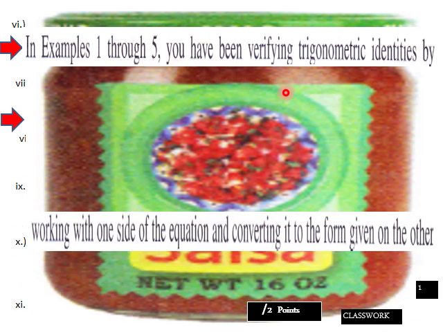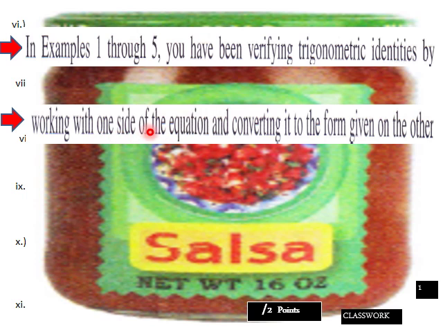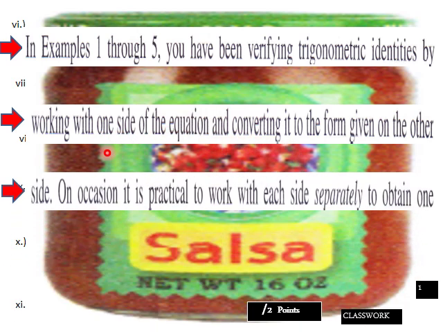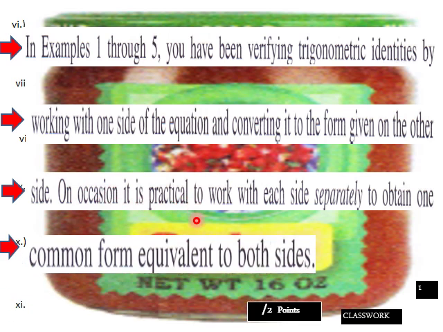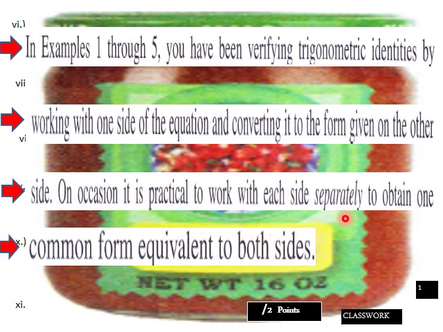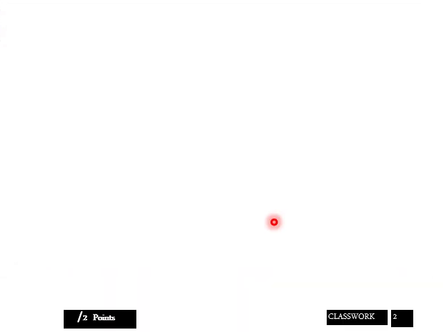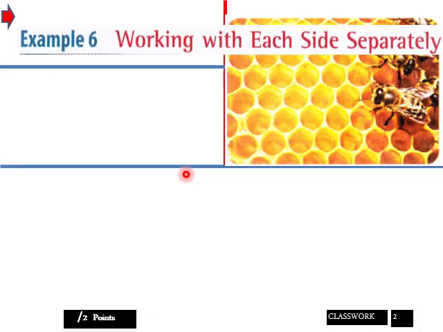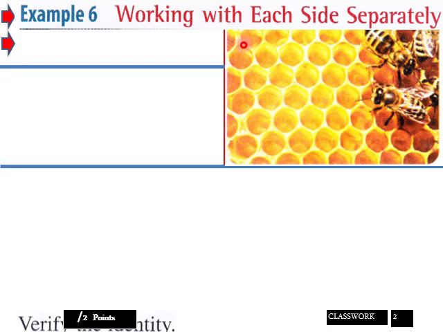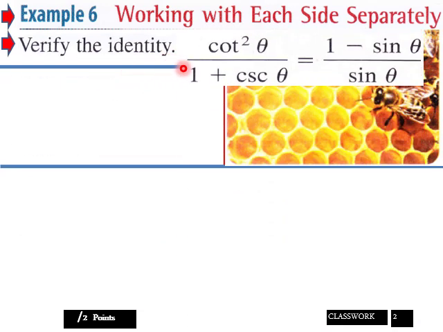You've been verifying trigonometric identities by working with one side of the equation and converting it to the form given on the other side. On occasion it is practical to work with each side separately, keyword there, separately, to obtain one common form equivalent to both sides. So let's get into an example of working with each side separately.